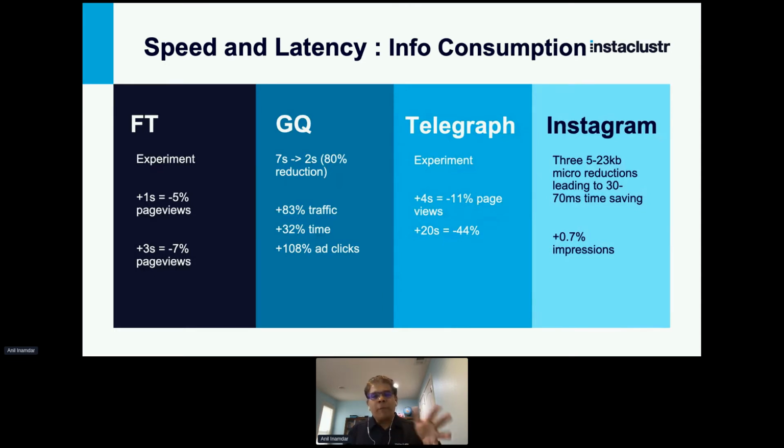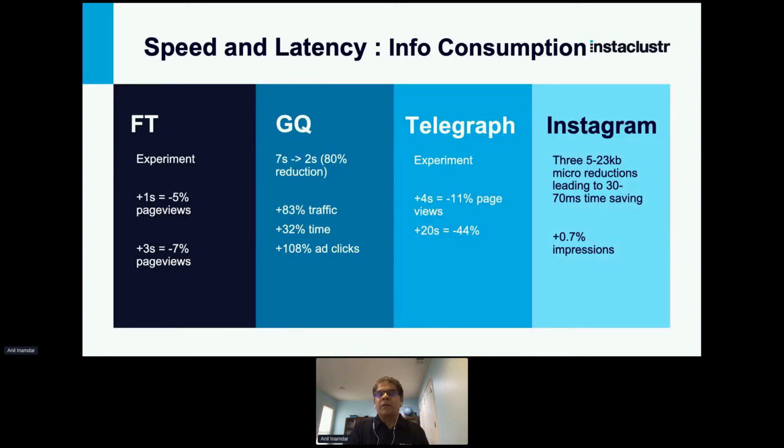InstaCluster made a number of optimizations to the weight of their pages, which reduced wait times by 30 to 70 milliseconds, which led to a 0.7% increase in impressions. Again, an experiment was conducted with the users of the Telegraph, and it showed 4,000 milliseconds of delay caused an 11% reduction in page views. They doubled it to 8,000 milliseconds, and the delay caused a 17.5% drop in page views, and it continued like that.